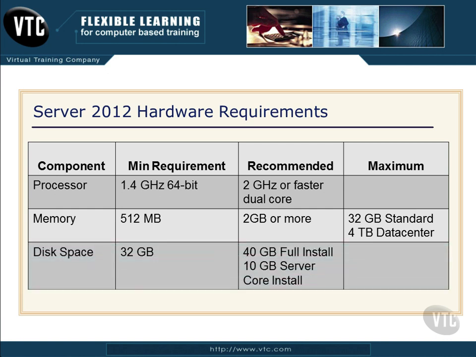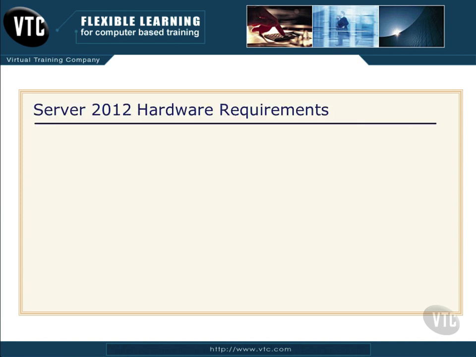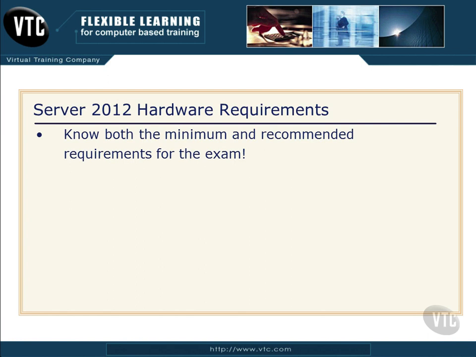Then for disk space, the minimum requirement of disk space to install this, get it running, 32 gigabytes. Microsoft recommends 40 gigabytes for a full install, 10 gigabytes for a Server Core install. Now that's pretty straightforward, not a whole lot to remember there, so just memorize that little table and you should be okay.